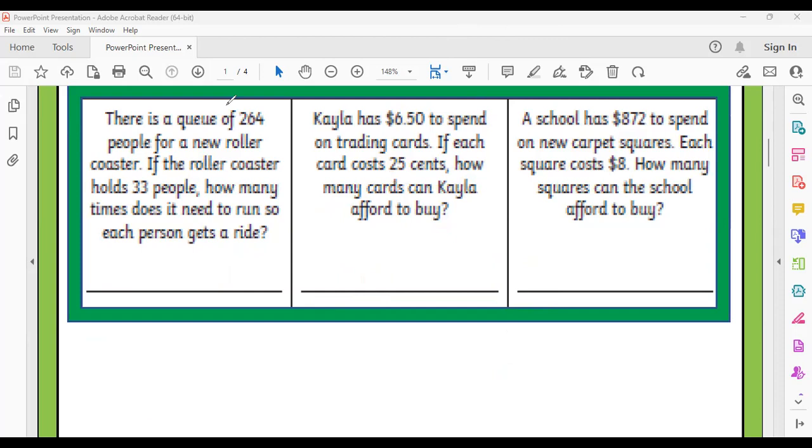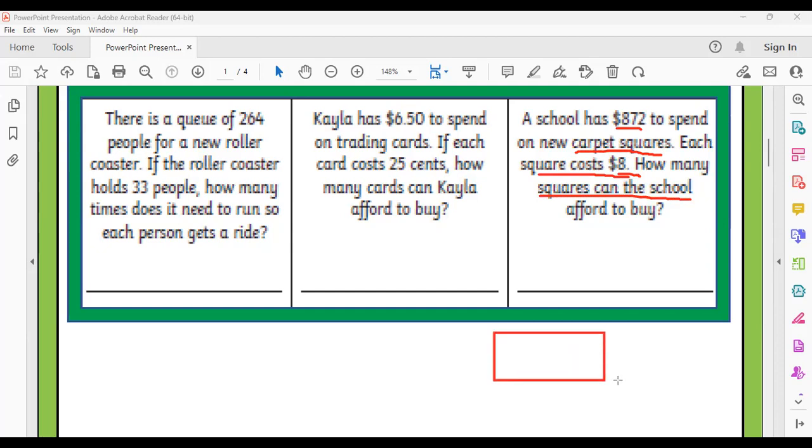Me. Who? Okay, me, Hamida. Okay, go ahead. The school has $872 to spend on new carpet squares. Each square costs $8. How many squares can the school afford to buy?